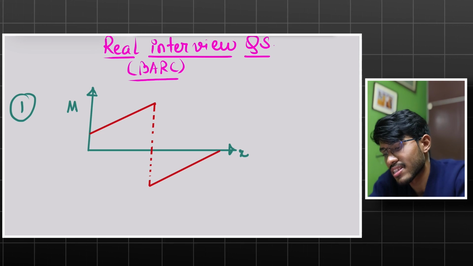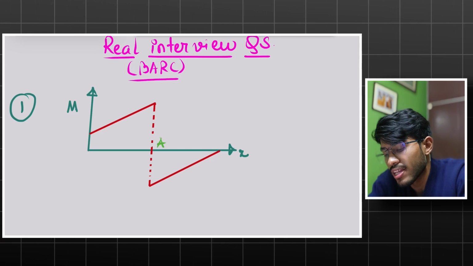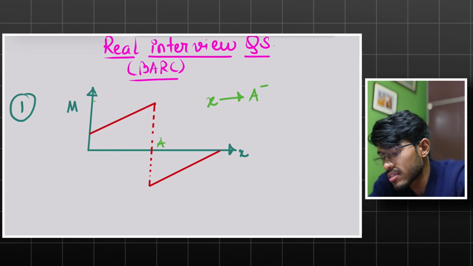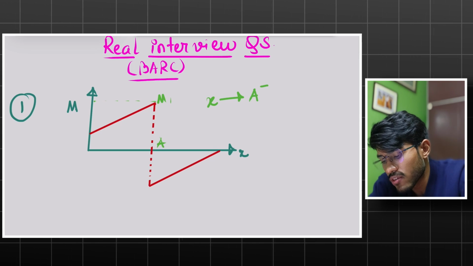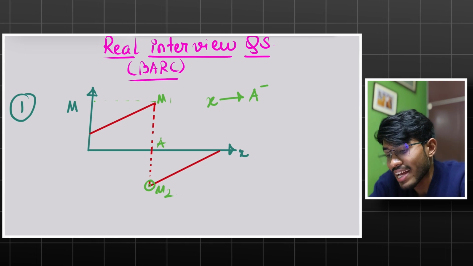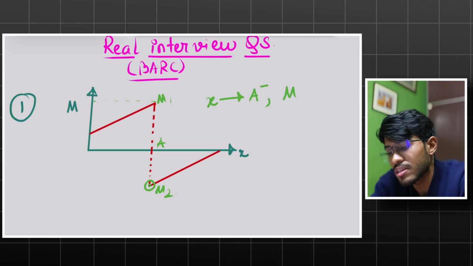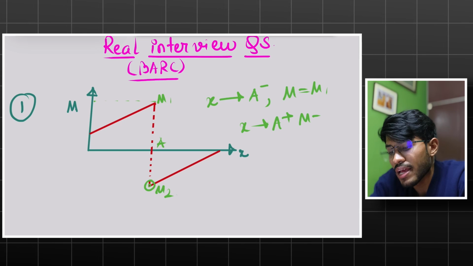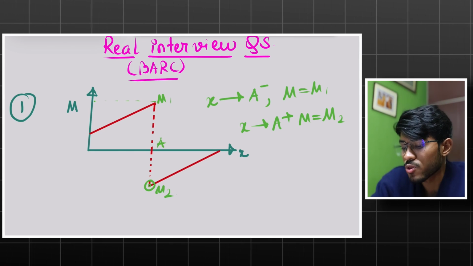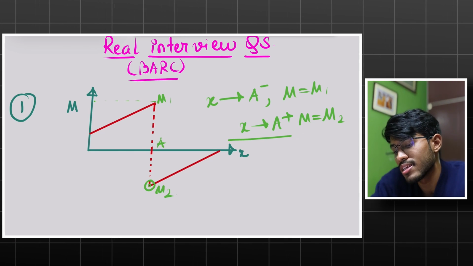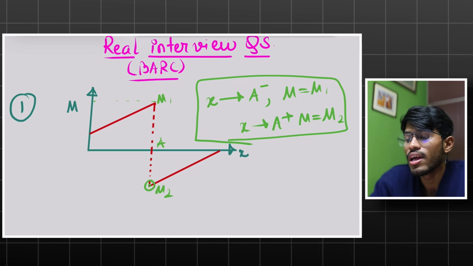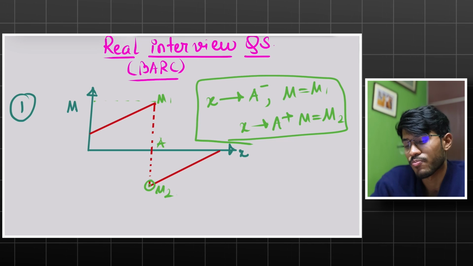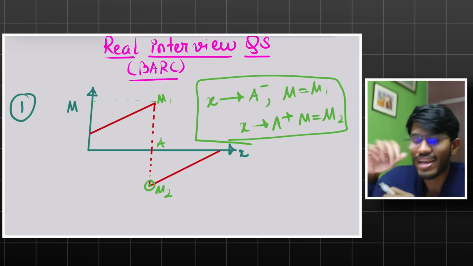The answer is that if this is point A, then for x tends to A minus, maybe this is the value M1 and maybe this is the value M2. For x tends to A minus, I will take M is equal to M1, and if x tends to A plus, I will take M is equal to M2. So at this point, you have to tell that this is the answer. It will be answered mathematically by the concept of limit. Okay, so you have to study like this.